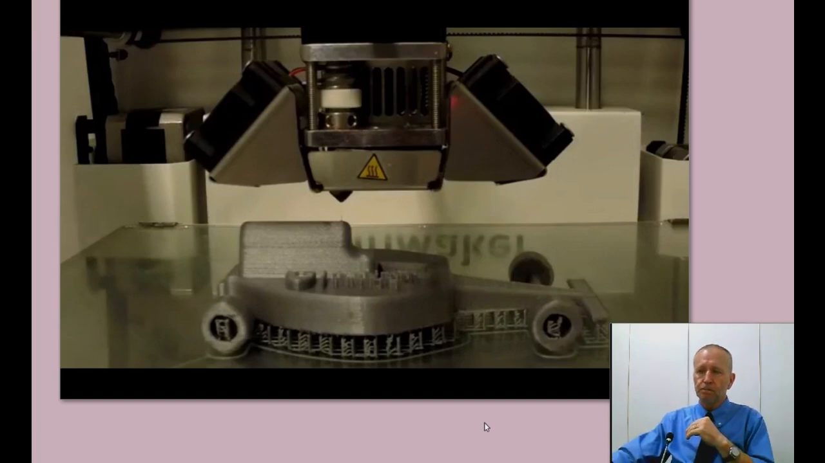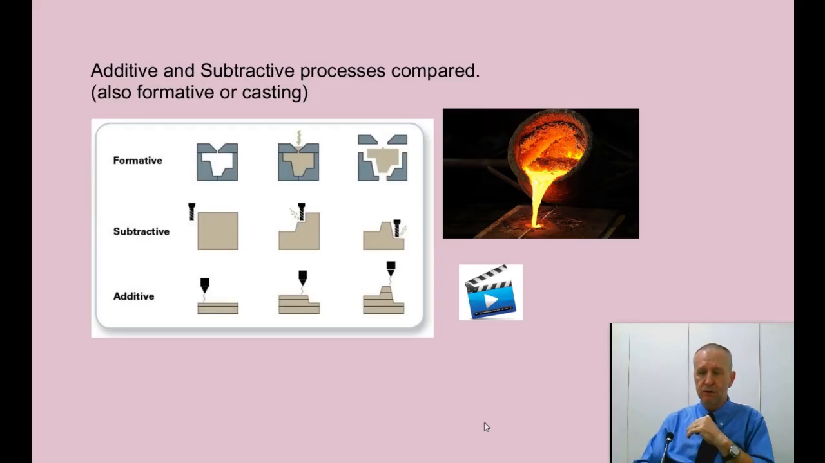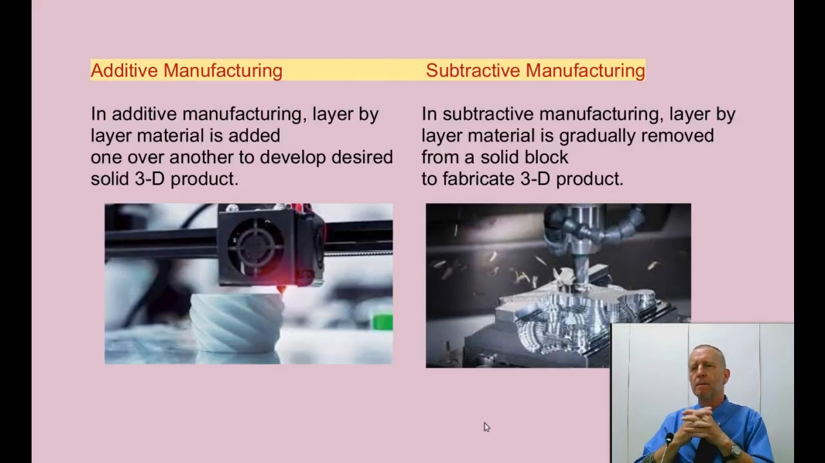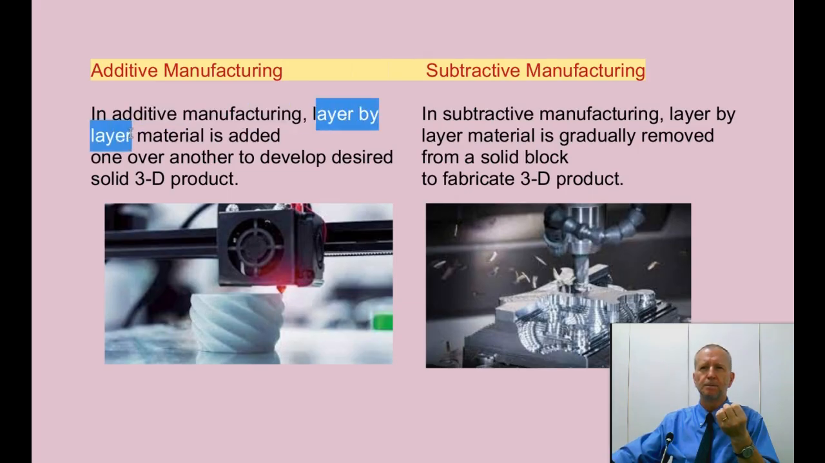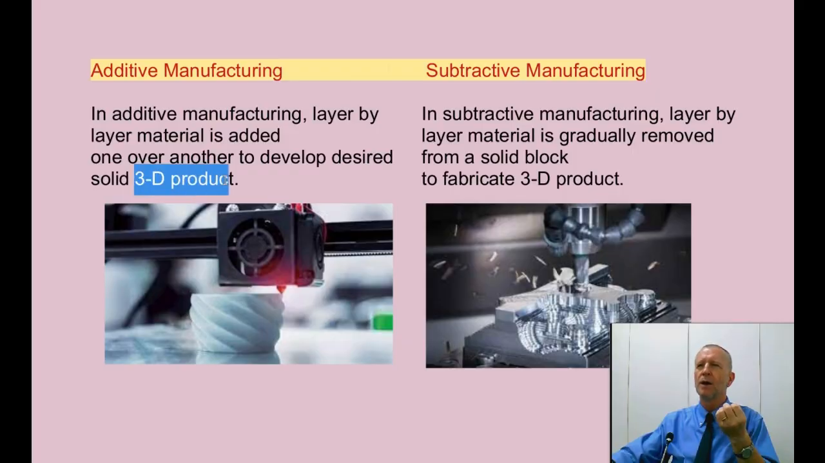Now we're going to next compare, I believe is where we are. Let me see. We're going to compare them. In additive manufacturing, just so you know, it's layer by layer. And to make a solid 3D product, we've already talked about that. There's that word layer. Layer by layer. What we're making is a solid, physical 3D product.